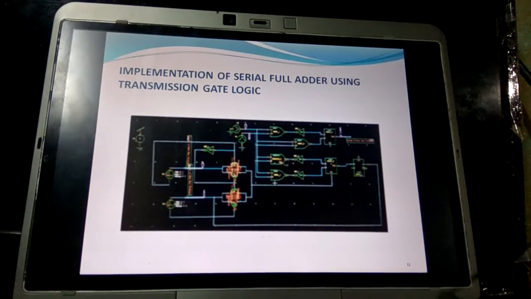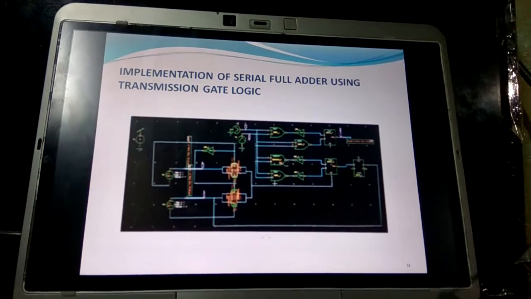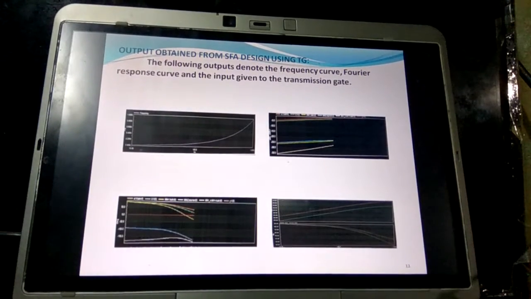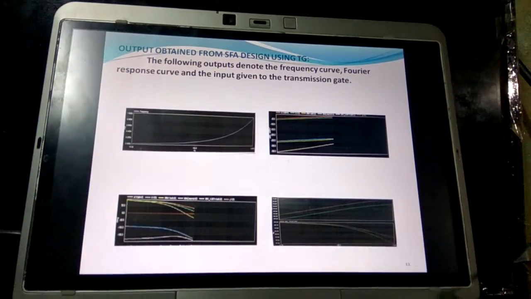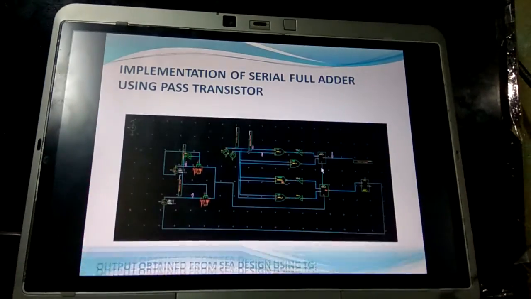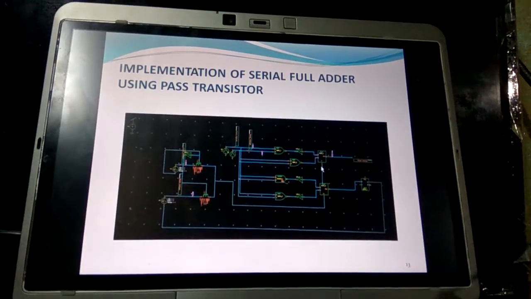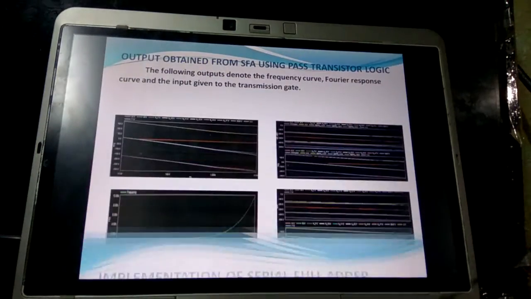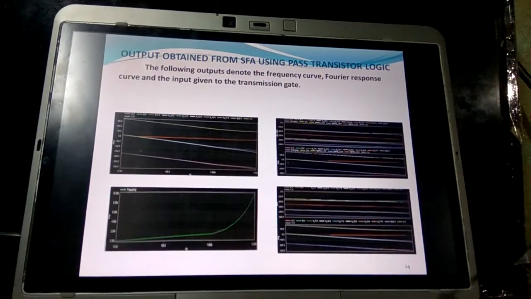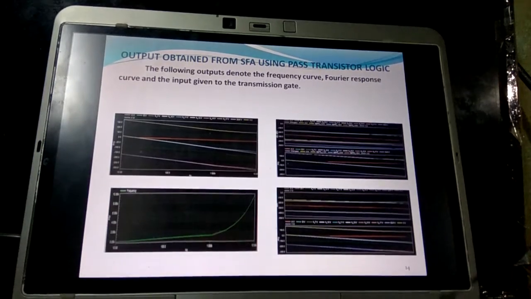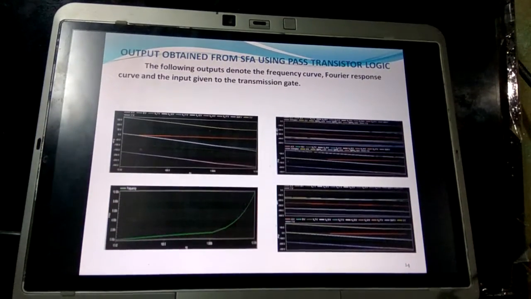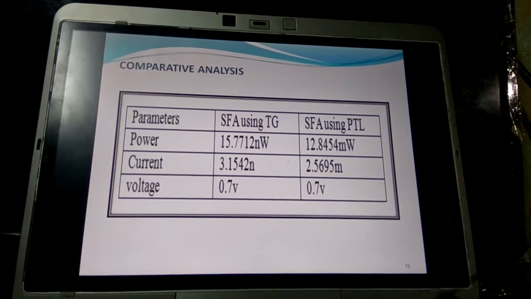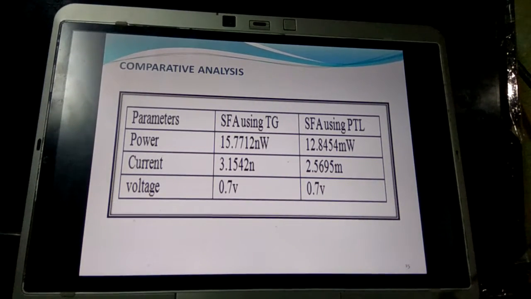This is the implementation of the transmission gate using gate level implementation. And these are the outputs obtained under the frequency curve, Fourier response curve and the input given to the transmission gate. This is the implementation of the pass transistor logic serial full adder. And this is the output obtained based on the frequency curve, Fourier response curve and the input given to the transmission gate. And this is the comparative analysis which is made finally according to the power, current and voltage.